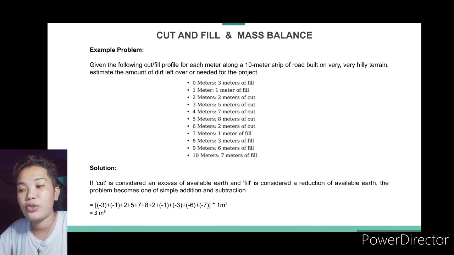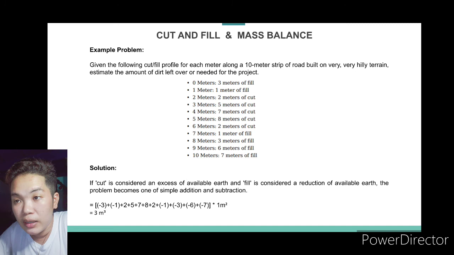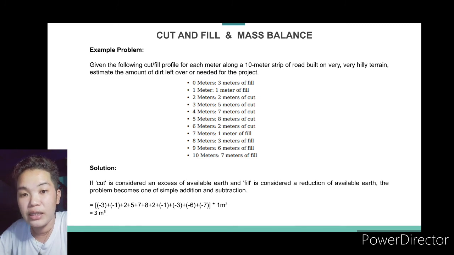So the solution would be the summation of all the cut and fill values, putting a negative sign for the fill and a positive sign for the cut, and we multiply all of them by 1 square meter. So all in all, our mass balance, the amount of dirt left over for the needed project, is equivalent to 3 cubic meter.